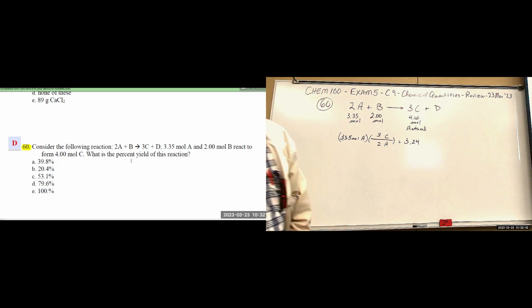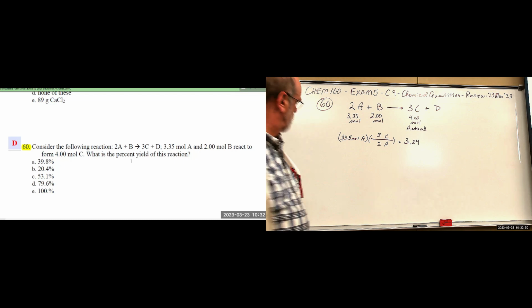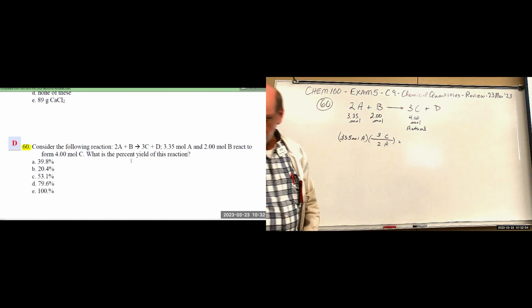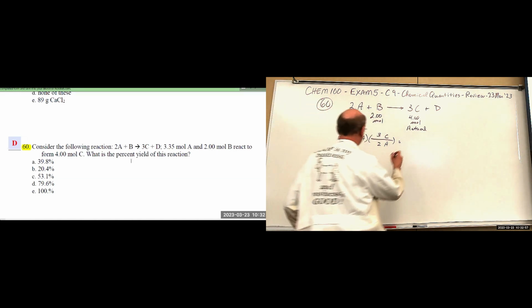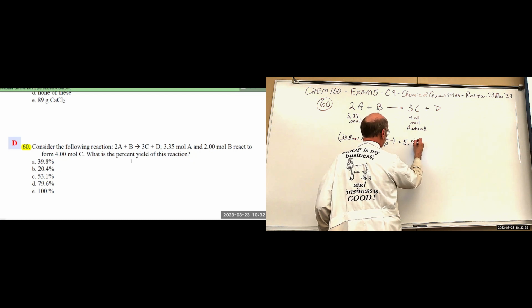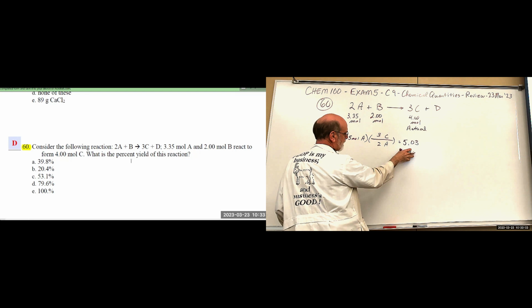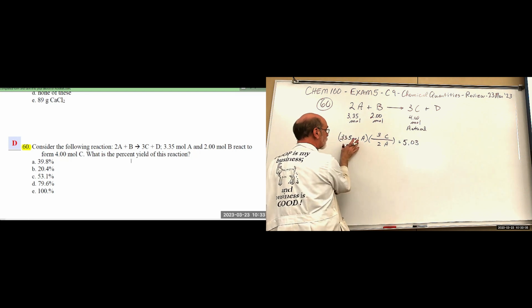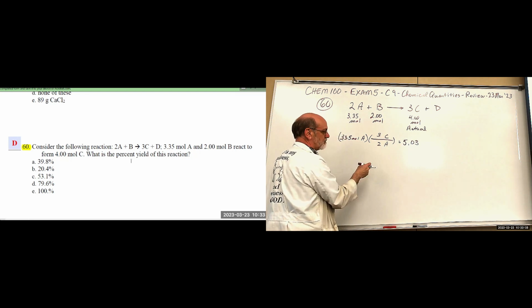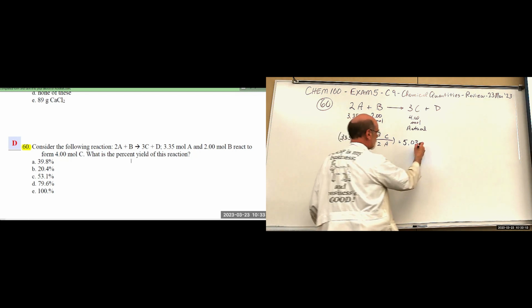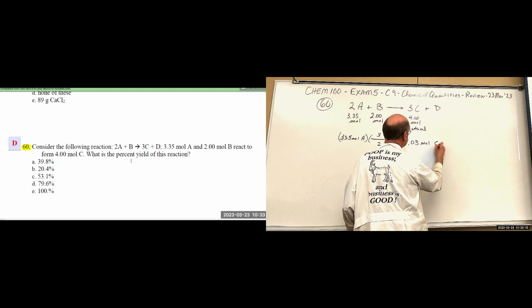What did I do wrong? 3.35 times 3 divided by 2. That's not even the right answer. The right answer is 5.03. That doesn't make any sense, because the first answer I put up there was in the neighborhood of this one, and we multiplied by 1.5. So this is the answer. So this would produce that many moles of C.